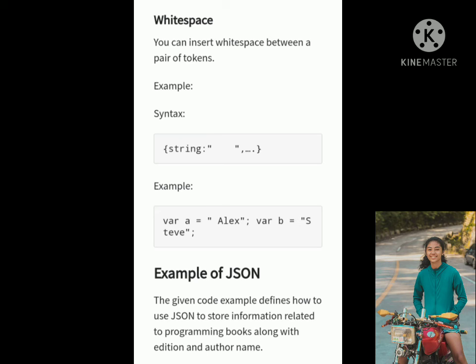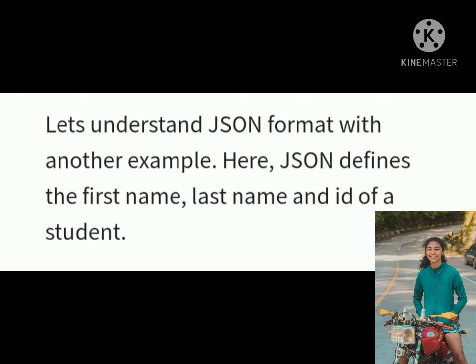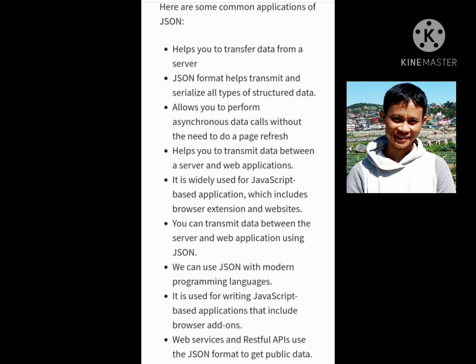Example of JSON: the given code example defines how to use JSON to store information related to programming books, along with edition and author name. Let's understand JSON format with another example. Here, JSON defines the first name, last name, and ID number of a student.